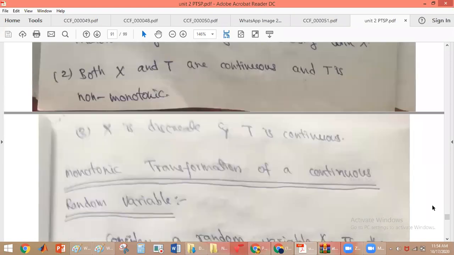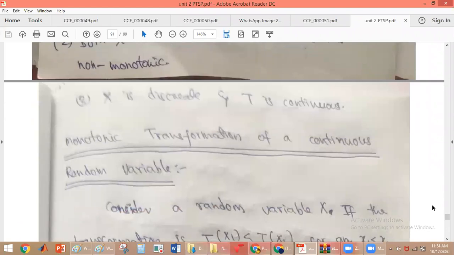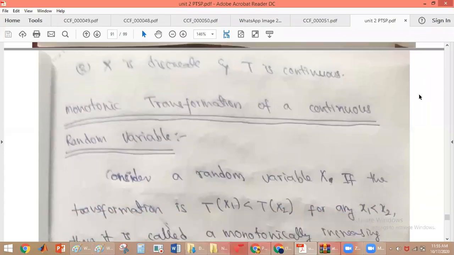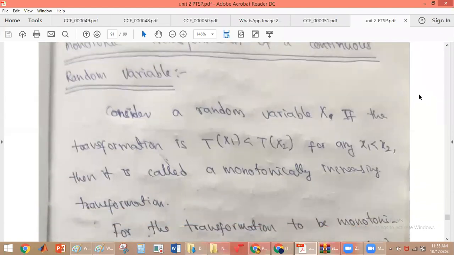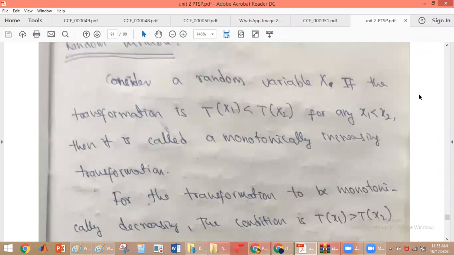So the first case is monotonic transformation of continuous random variable. Here we discuss monotonic transformation of continuous random variable. So what is monotonic? Monotonic means linear. Either it is increasing linear or decreasing linear. So we will be considering two cases here: monotonically increasing and monotonically decreasing.